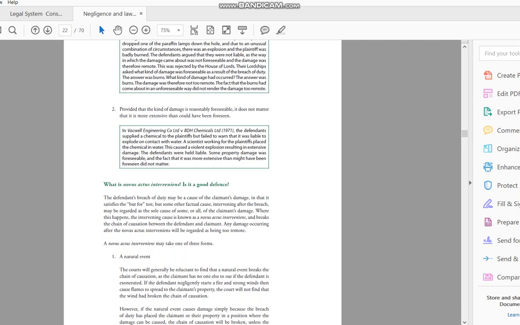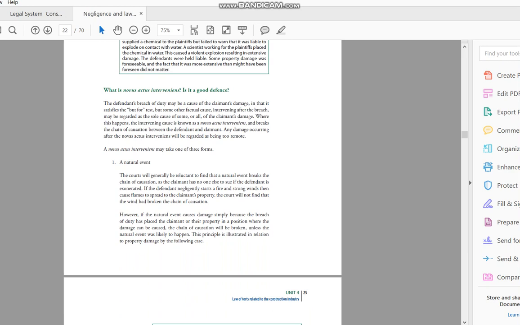So is this a good defense? The defendant's breach of duty may cause damage to the claimant that satisfies the but-for test, but in some factual cases, an intervening cause after the breach may be regarded as the sole cause of some or all of the claimant's damage. Where this happens, the intervening cause is known as novus actus interveniens, and it breaks the chain of causation between the defendant and the claimant.